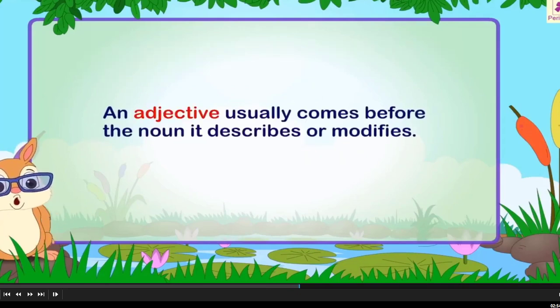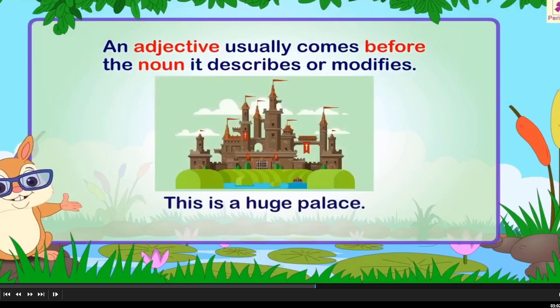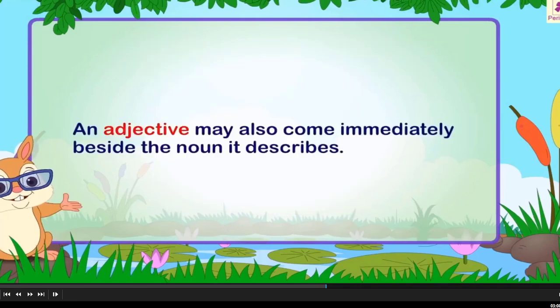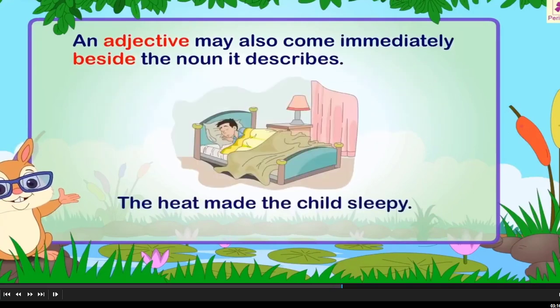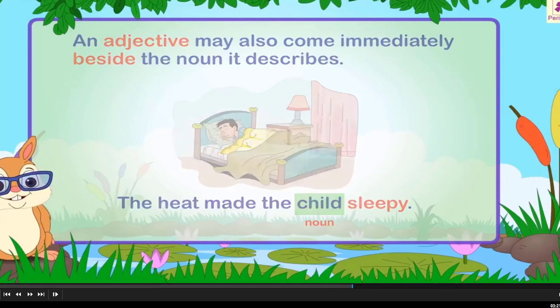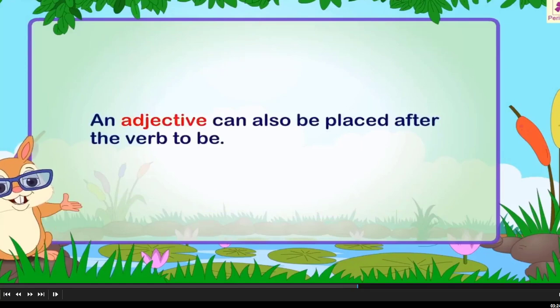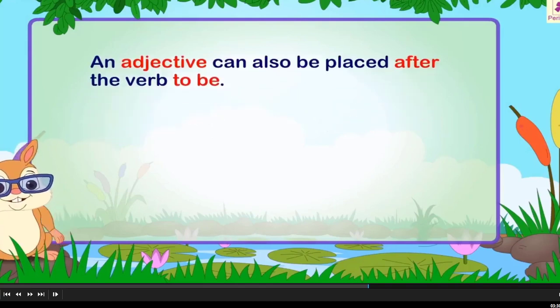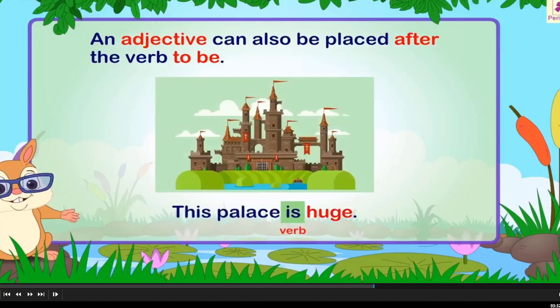An adjective usually comes before the noun it describes or modifies. For example, this is a huge palace. An adjective may also come immediately beside the noun it describes. For example, the heat made the child sleepy. An adjective can also be placed after the verb to be. For example, this palace is huge.